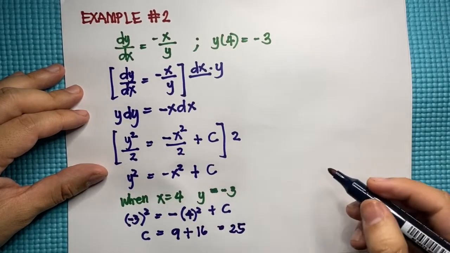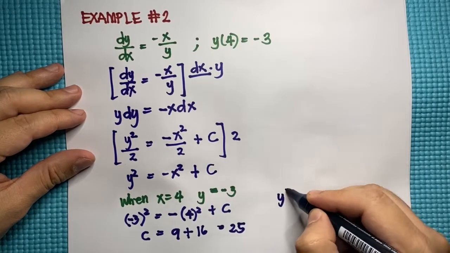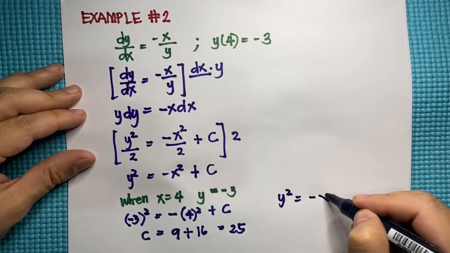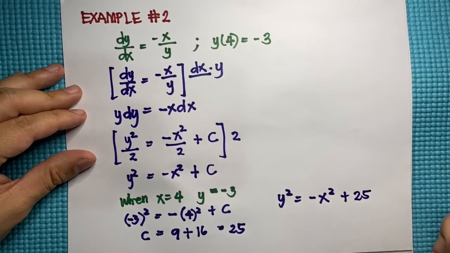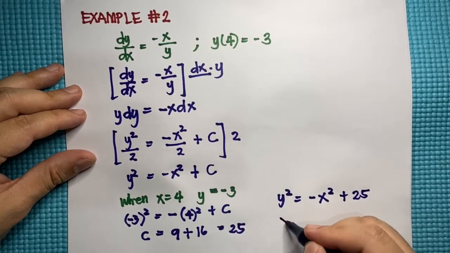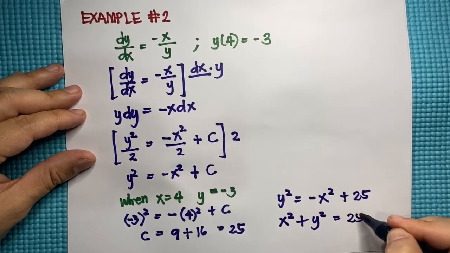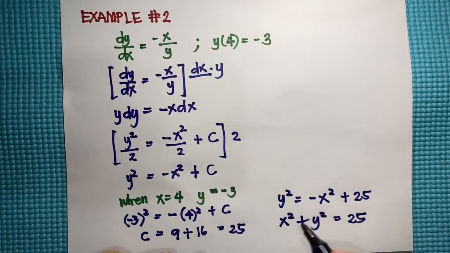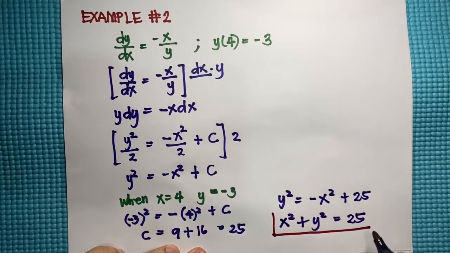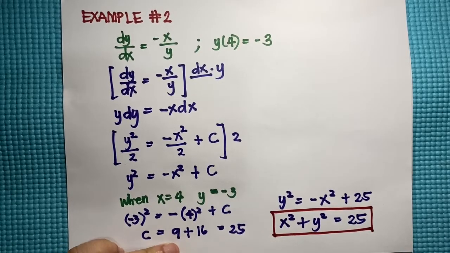So therefore, we can now rewrite our general equation, or our particular equation, to be y squared equals negative x squared plus 25. Or we are writing this one to be equivalent to x squared plus y squared equals 25. So therefore, it appears that our particular solution would be an equation of a circle. x squared plus y squared equals 25.